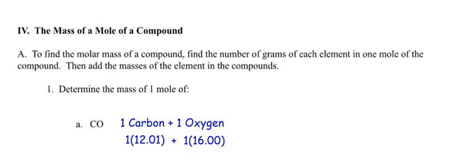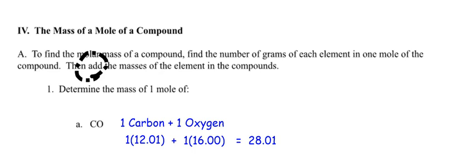So if I go back and look at this, I find the number of grams of each element. I just did that. I found how much carbon there is and how much oxygen is in the compound. Then what am I going to do? I'm going to add the masses of the elements together. So now you have a calculator. You may or may not need a calculator. And you should get 28.01.